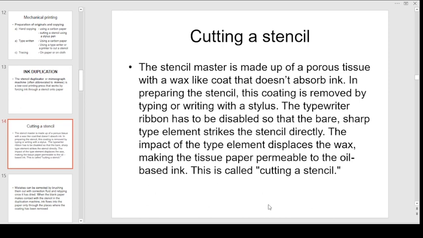Cutting a stencil. The stencil master is made up of a porous tissue with a wax-like coat that doesn't absorb ink. In preparing the stencil, this coat is removed by typing or writing with a stylus. The typewriter ribbon has to be disabled so that the bare or sharp type element strikes the stencil directly. The impact of the type element displaces the wax, making the tissue paper permeable to the oil-based ink. This process is known as cutting a stencil.